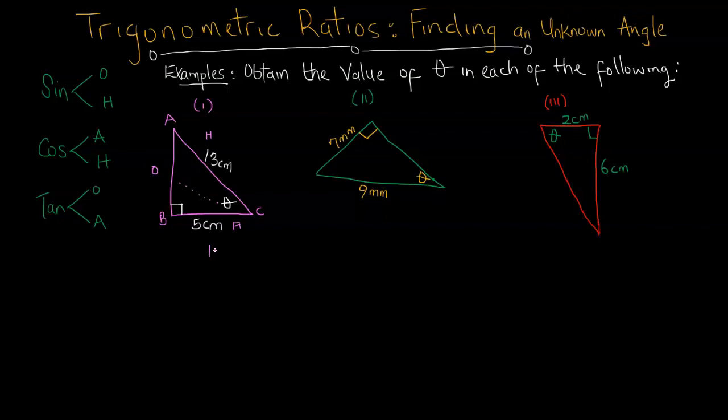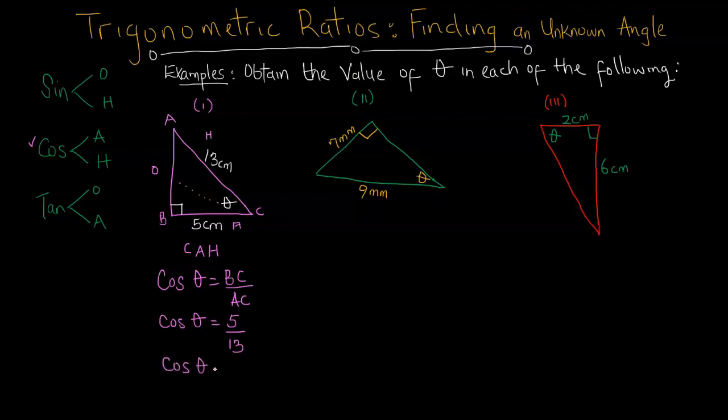So we've got the hypotenuse. We also have the value of the adjacent. So looking across these three trig functions, we would see that the cosine makes the cut. So to obtain the value of theta, I'm going to use cosine. So cos theta is equal to adjacent, that's 5 centimeters, that's BC, over the hypotenuse, that's AC.